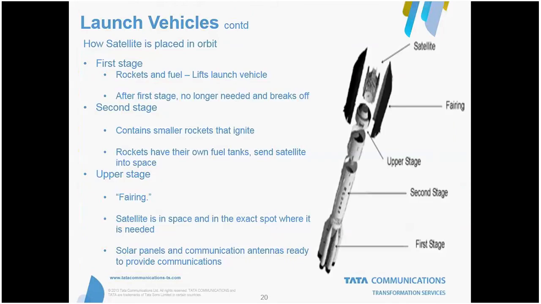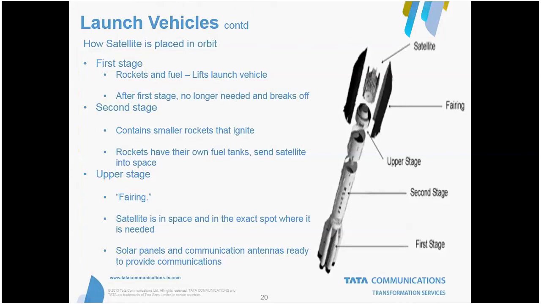Now, how a launch vehicle is launched. The first stage is basically the rockets and the fuel that are required to lift the launch vehicle off the ground into the sky. They have their own fuels. It may be a solid propellant or liquid propellant.